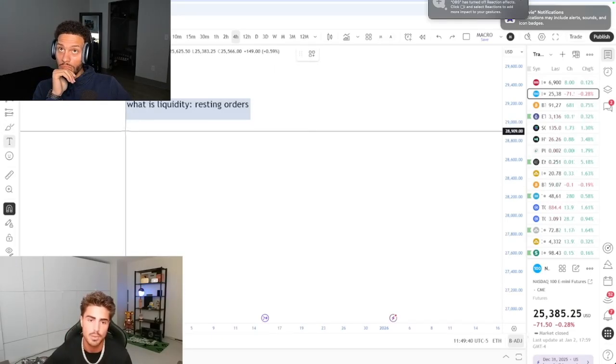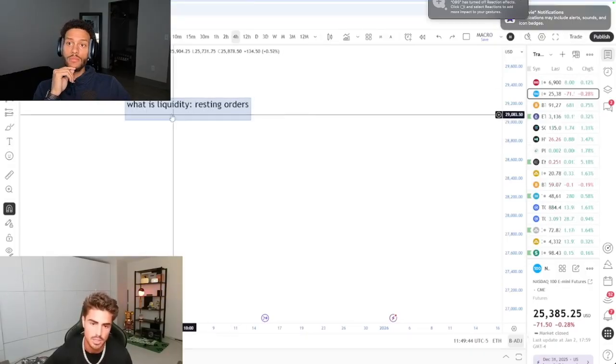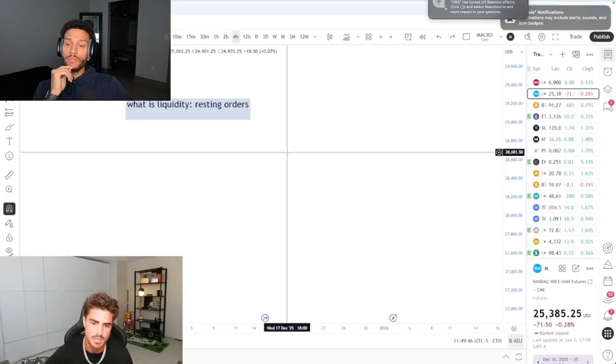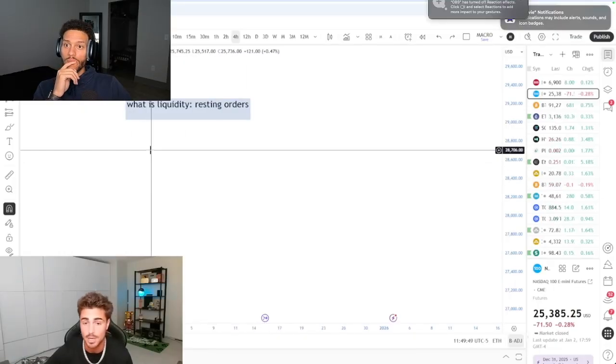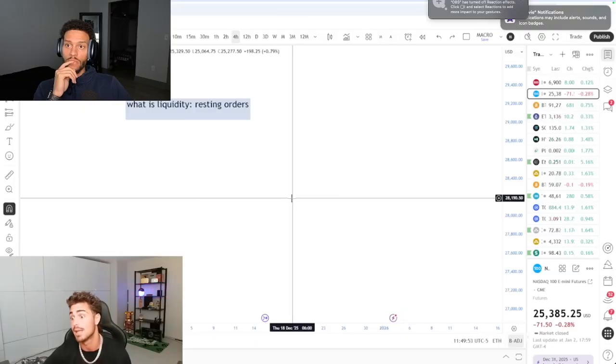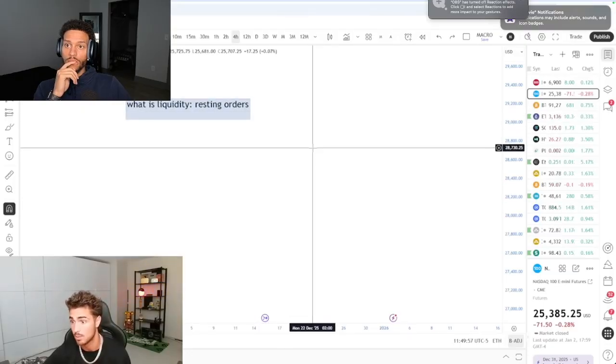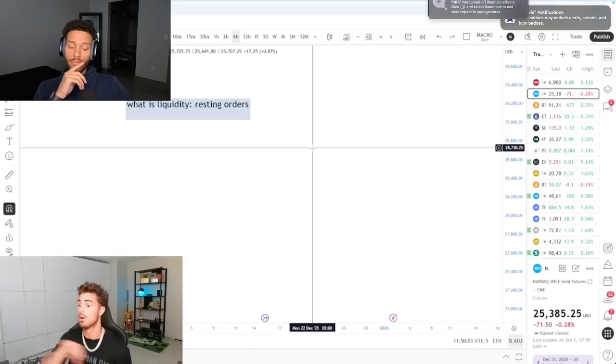So now that we know what liquidity is, we're glitching. What is liquidity? It's resting orders. Why is that beneficial for us? Because the market needs orders to move. So obviously, us as traders, we would like to know where these orders are lying, because from there, again, what are we trying to do with trading? We're trying to accurately predict where price wants to go with a high probability on a daily basis.